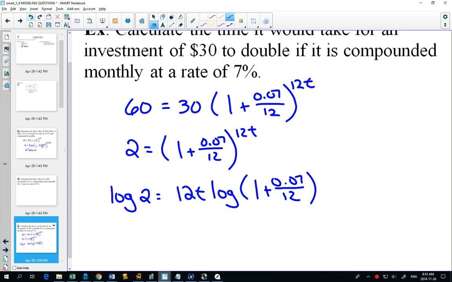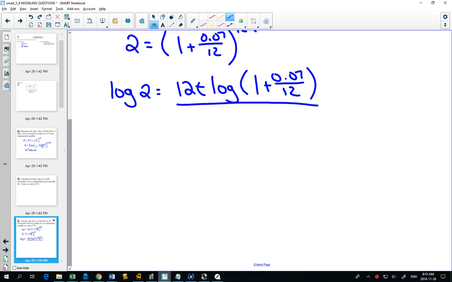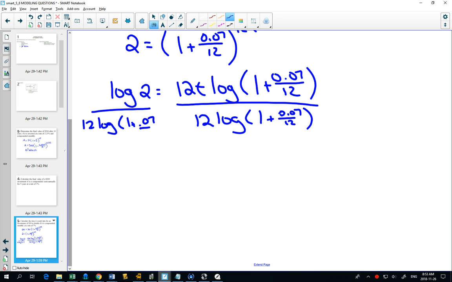Now that t is outside, we just have to get t by itself. 12 is a number. Log of 1 plus 0.07 divided by 12 is a number. How do you get those numbers to the other side? You just need to divide. So if I divide this side by 12 and this side by the same thing, I get t by itself.